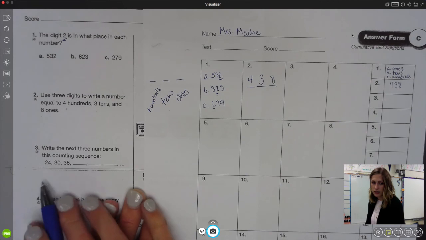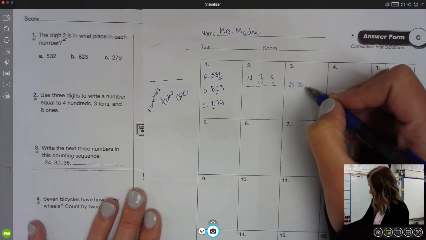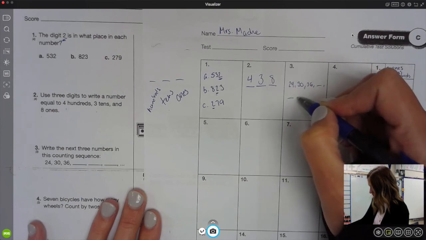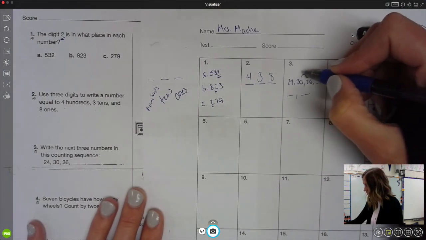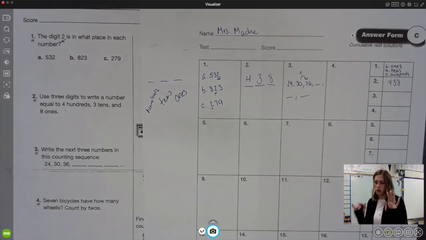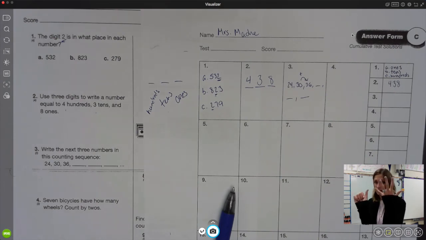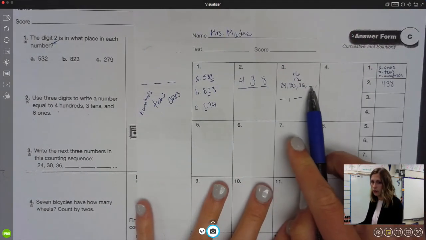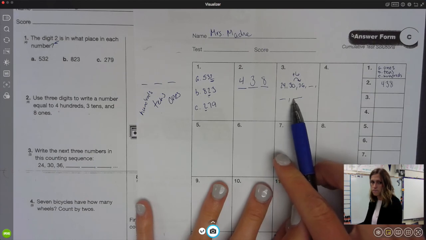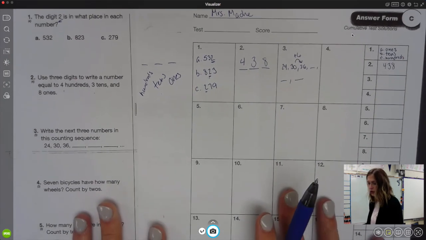Number 3 says write the next 3 numbers in this counting sequence. So we have 24, 30, 36, and then we have to find our next 3 numbers. All right, to get from 30 to 36, how many are we going up by? Start at 30 and let's go up to 36. 30, 31, 32, 33, 34, 35, 36. All right, we went up by 6, so our rule is plus 6. Now use that rule to find out what our next 3 numbers are going to be. Pause the video. When you're done, press play and we'll go to number 4.